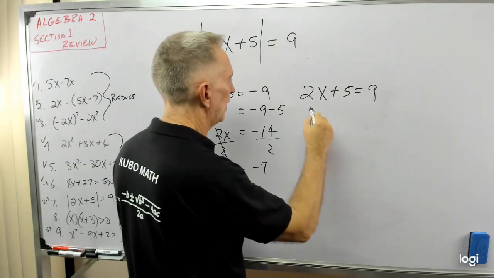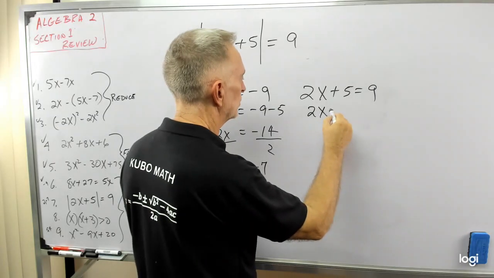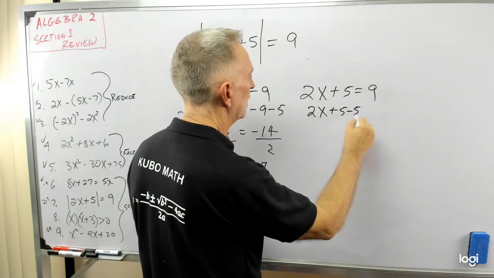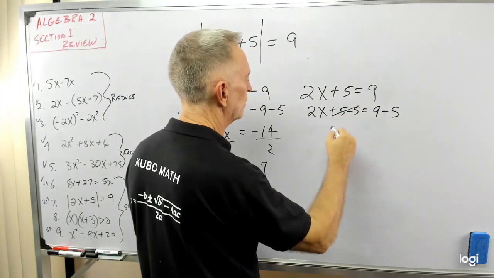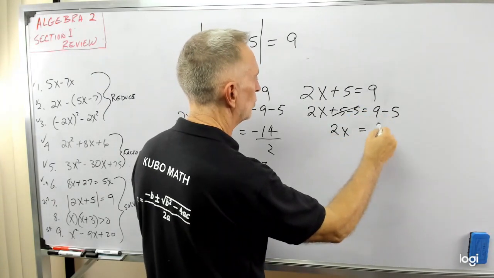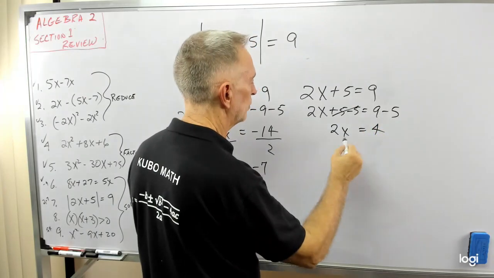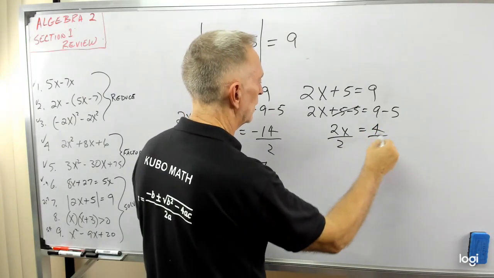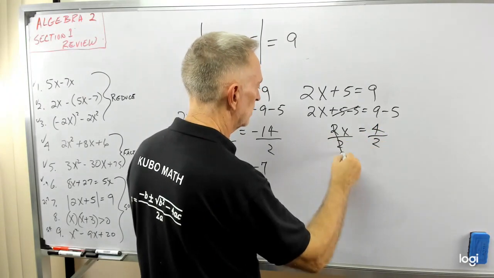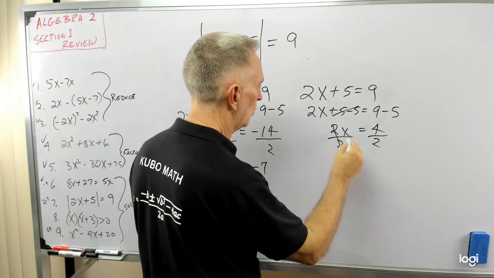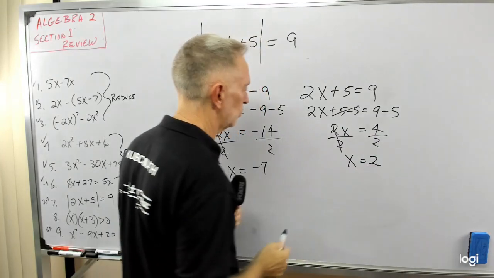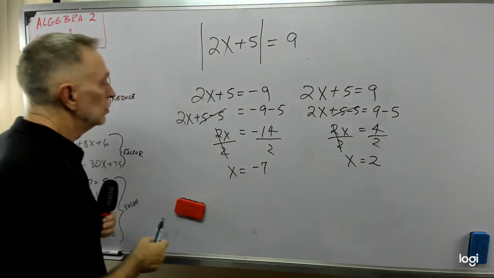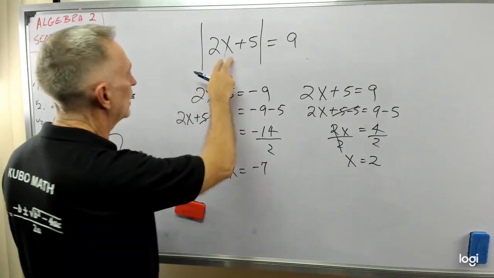Now subtract 5 from both sides again. So plus 5 minus 5 equals 9 minus 5. The 5's cancel. 2x equals 4. 9 minus 5 is 4. So I need to isolate the x. 2 divided by 2 is 1. 1 times x is x. 4 divided by 2 is 2. So 2 times 2 is 4.